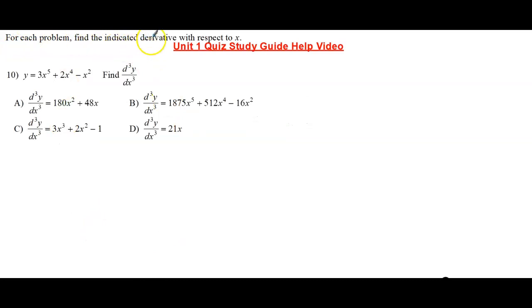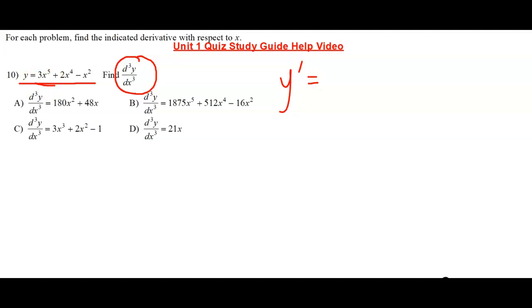For each problem, find the indicated derivative with respect to x. So here's my function, and they're asking me to find a derivative, but this is not just any derivative. This is a third derivative. So that means basically we're going to take the derivative, and then we're going to take the derivative of the derivative, and then we're going to take the derivative of the derivative of the derivative, which means we're taking the derivative 3 times, right? So here we go. Let's start by doing the first derivative.